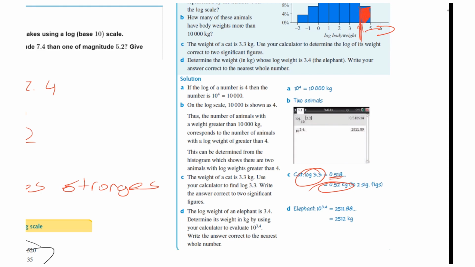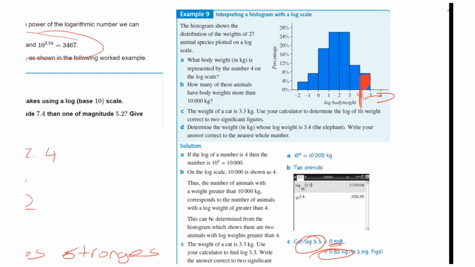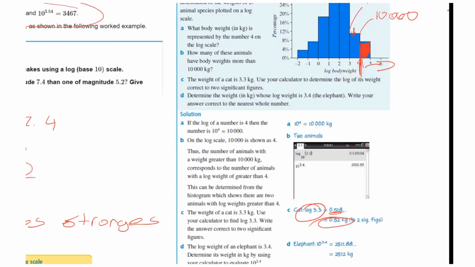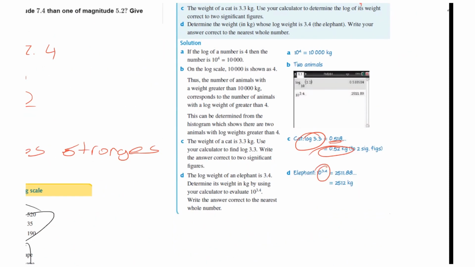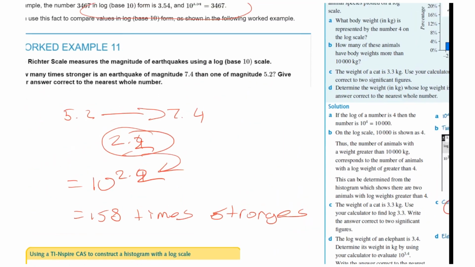Determine the weight in kilograms, whose log weight, determine the weight of the animal. It's 3.4. So what it's saying is it's got its log value somewhere here. So it's between 3 and 4. Remember, that's between 1,000 and 10,000. So it's going to be somewhere between 1,000 and 10,000, but we just put that into our calculator and we get basically 2,512. That's how you can use log scales with histograms and these sorts of questions.